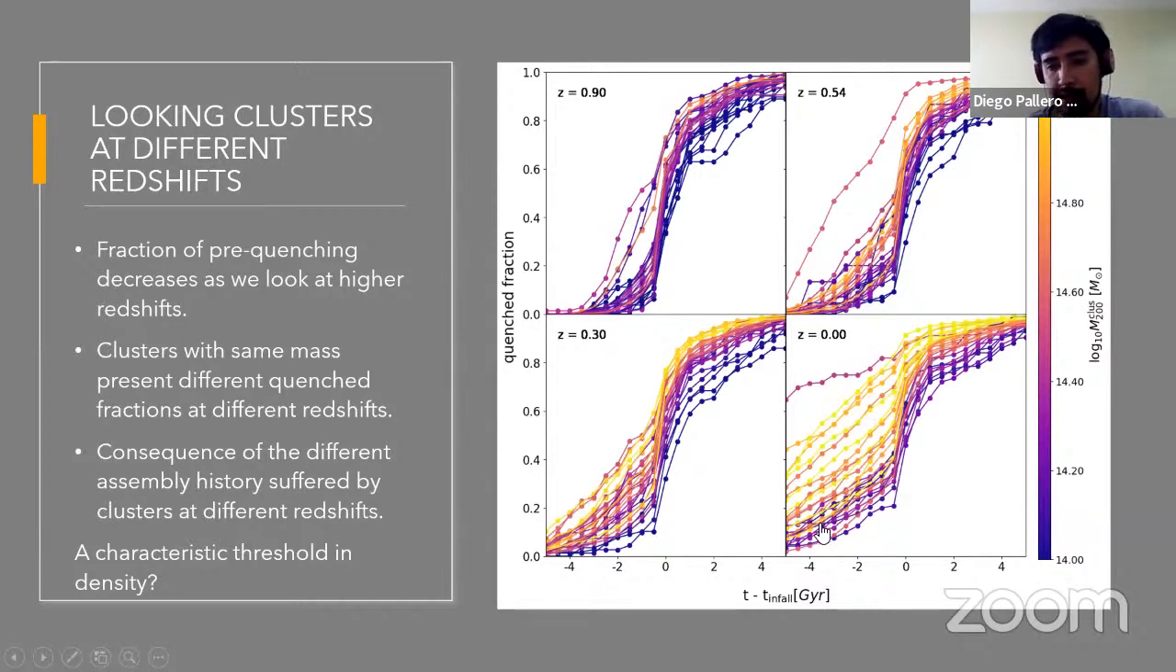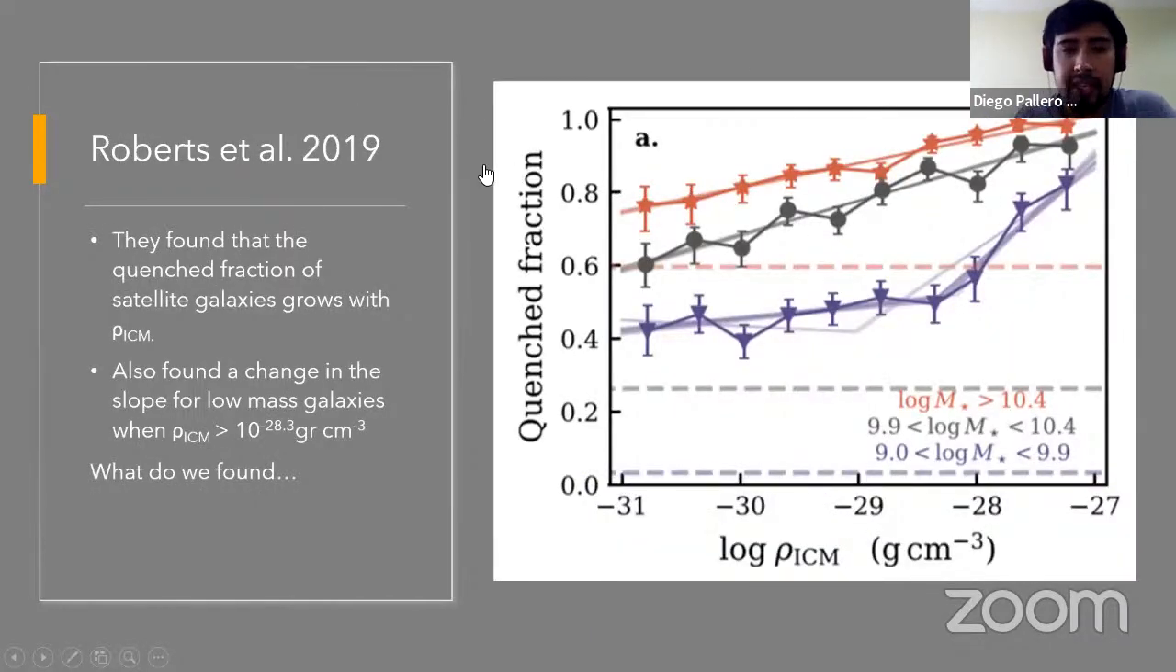But something that caught our eye at this point is what's so special about crossing the virial radius, given that it showed this large fraction of quenching right after crossing it. Why are they so special? In 2019, an article by Ian Roberts showed that apparently there was a particular threshold in density of the intracluster medium at which quenching started to be more efficient. The density threshold is around 10 to the minus 28.3 grams per cubic centimeter.